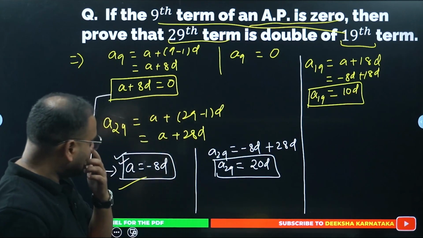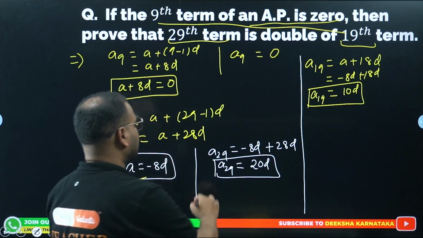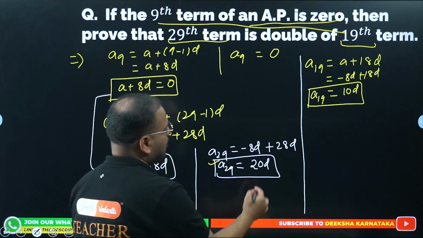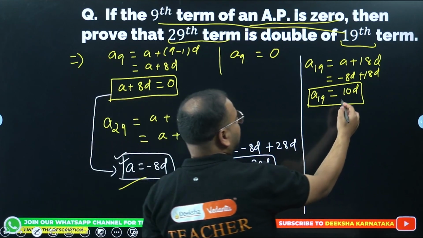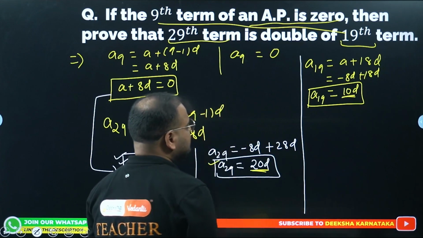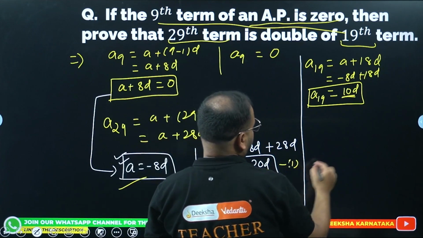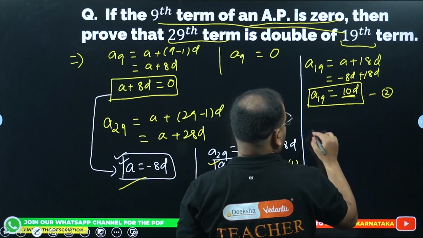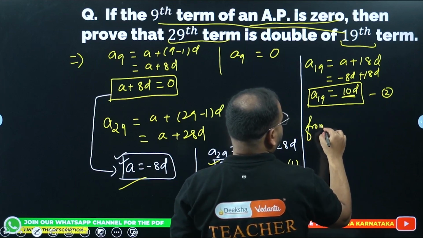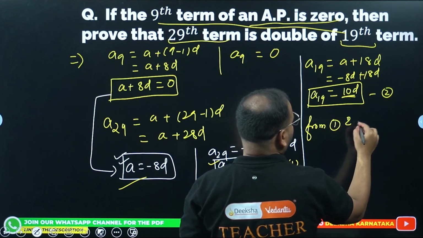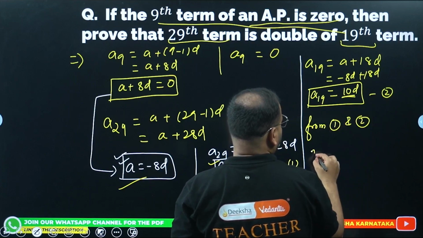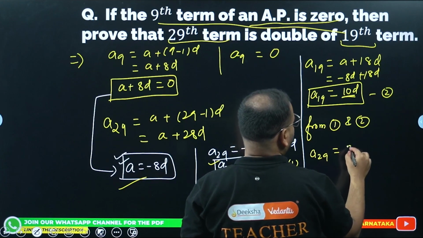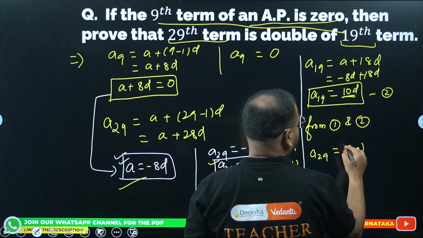Great. Now look at this and this carefully. A29 is 20d, A19 is 10d. Then I can say this, from equation 1 and 2, I can say what? That A29 is equal to A19 times 2.